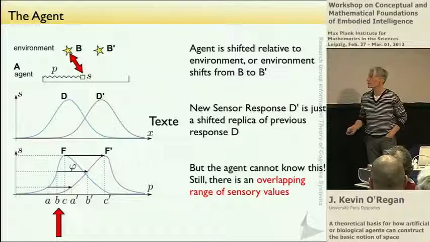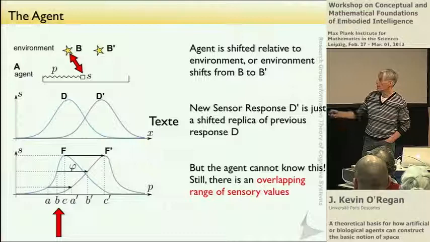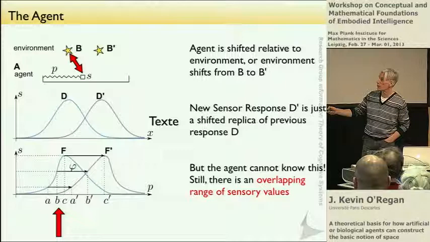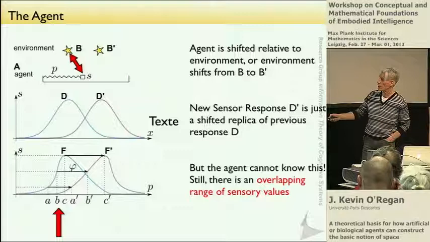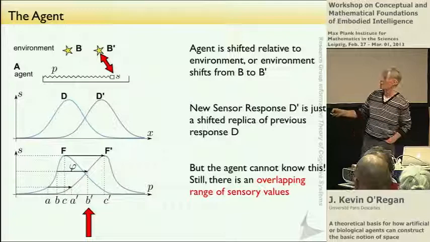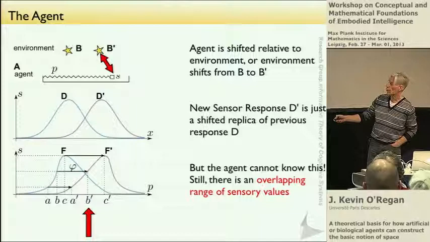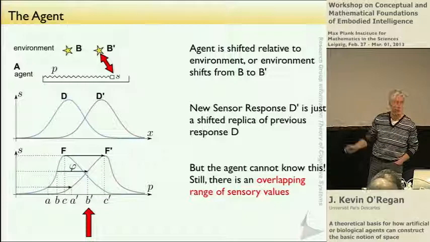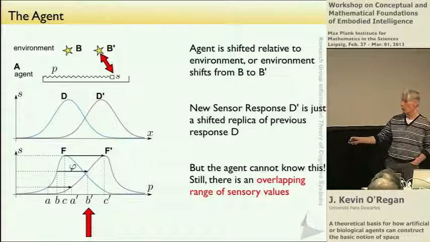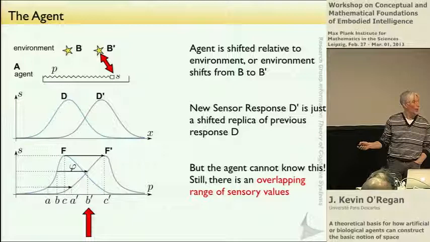So for example, imagine that at this position, the agent senses that this is proprioceptive value B, and that it receives this sensory stimulation when it's in environment B. And now the agent shifts position. And there is a proprioceptive position B prime, where the sensory input from environment B prime is the same because the sensor is in the same relative location as it was before. So I can make a map, which I call phi, that links proprioception before to proprioception after the shift.